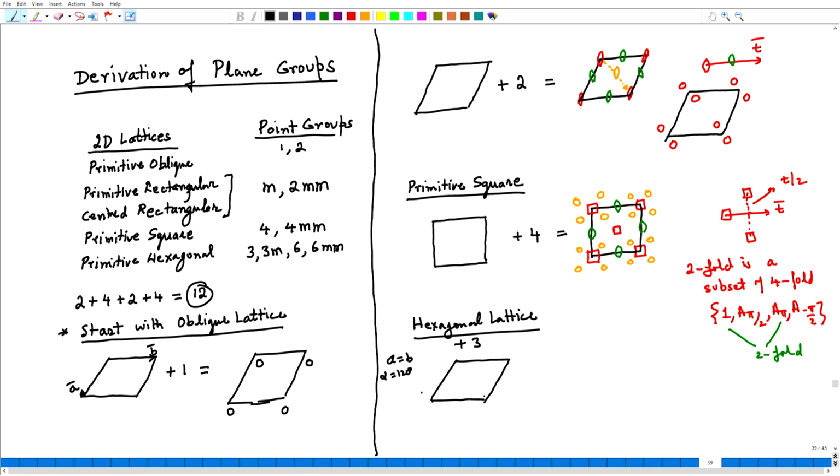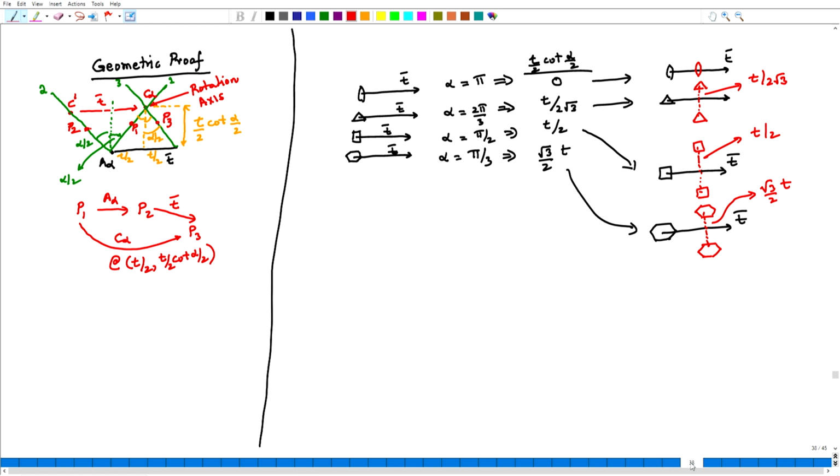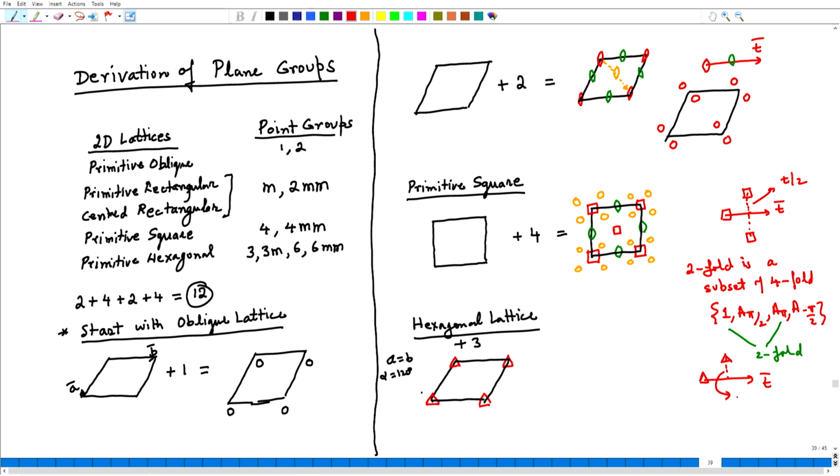So, I will put it on this figure. I will have a 3-fold at the corners. Now consider this particular threefold. So, again threefold along with the translation, another threefold should show up at some distance on the perpendicular bisector, and that, if we go back, was t by 2 root 3. So, this is t upon 2 root 3. Now, where would this lie?